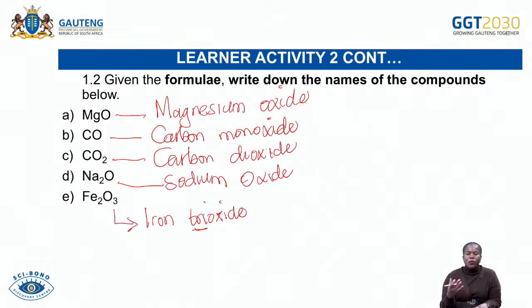And because you also want to indicate the valency, it is important to just indicate that it is iron trioxide. This is indicating the valency of the what? Of the iron itself, okay?